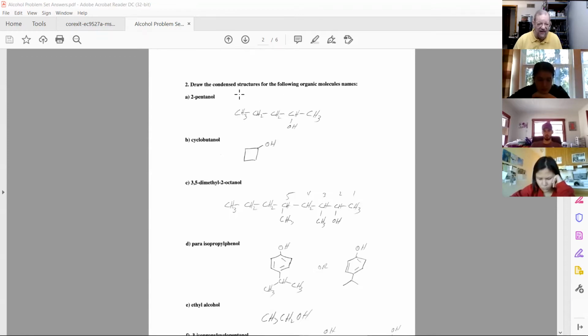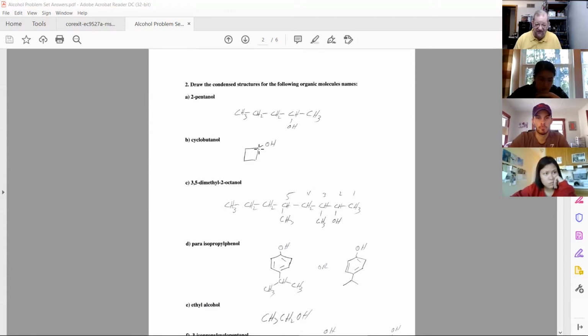All right, next one. Draw the condensed structure for the following organic molecules. Now, let me remind you, for acyclic alcohols, I always start numbering on the right. If you want a number on the left, that's okay. And here we have, start from the right, OL ending, alcohol, if that were E, pentane, 5 carbons. And where's the hydroxyl group? On carbon 2.